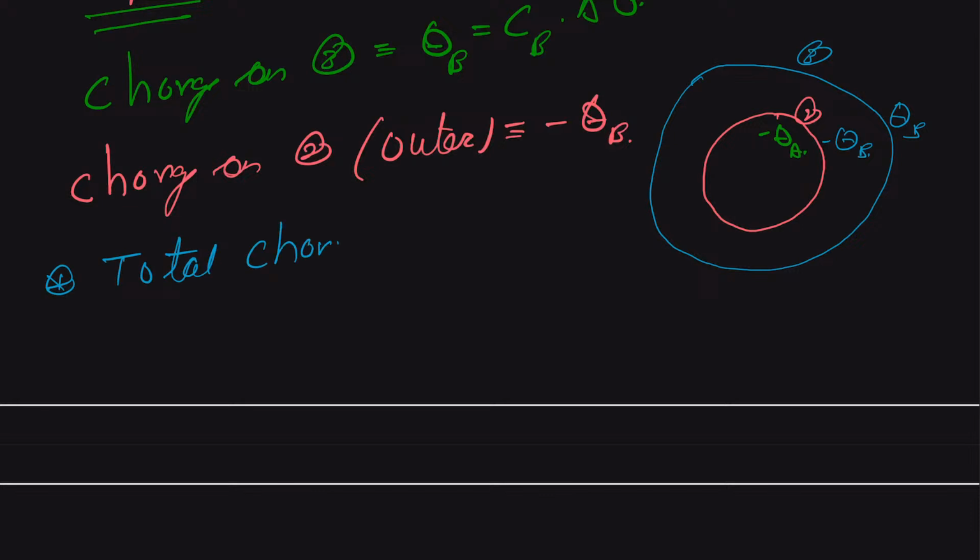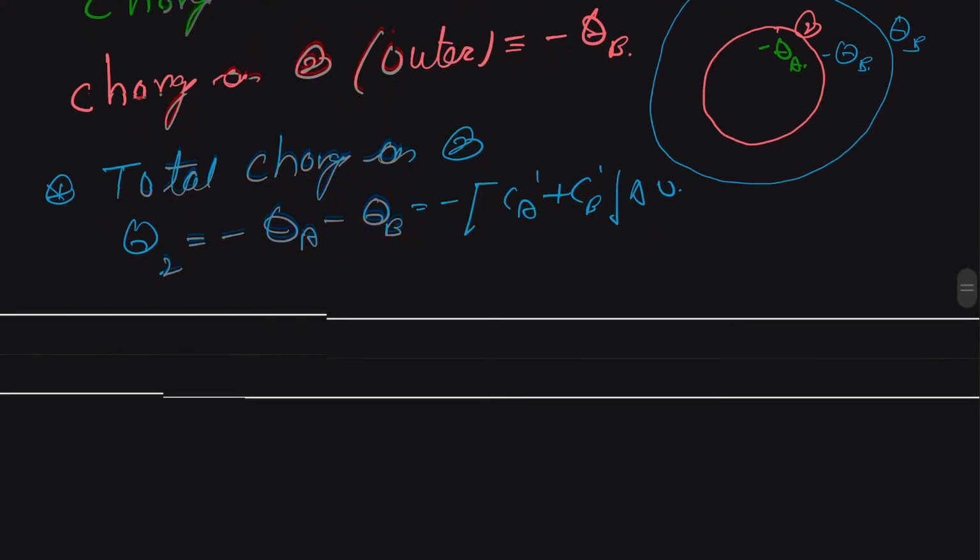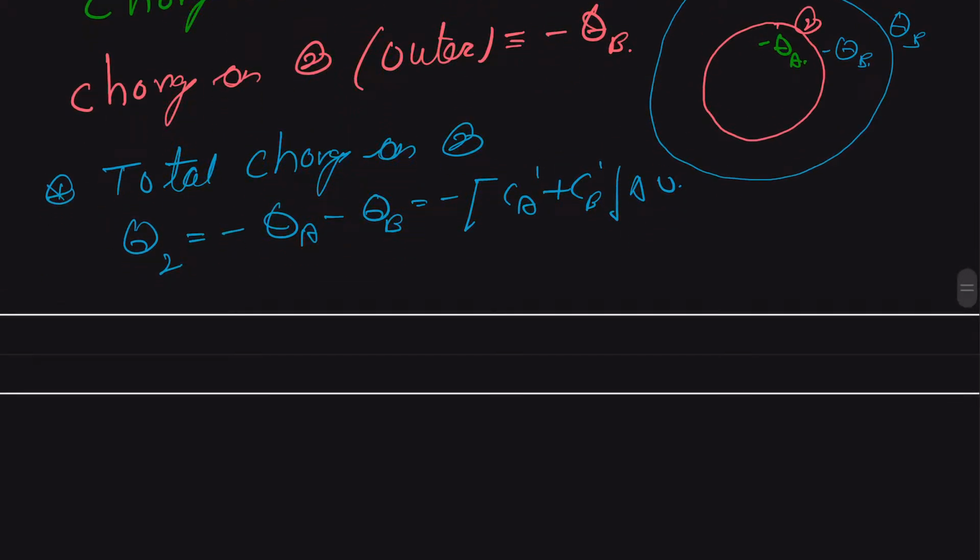Total charge on shell 2, and let us call this our Q2, is equal to minus of QA and minus of QB. And with respect to the capacitance, so in this case negatives, we have this CA prime plus CB prime times delta V, and we are given that it is having a charge density of lambda. So this will be equal to our minus of lambda.